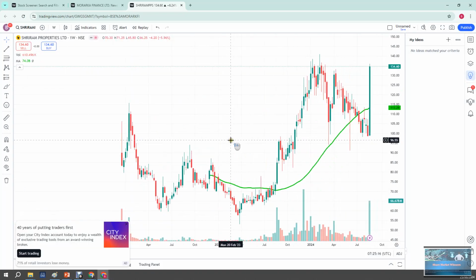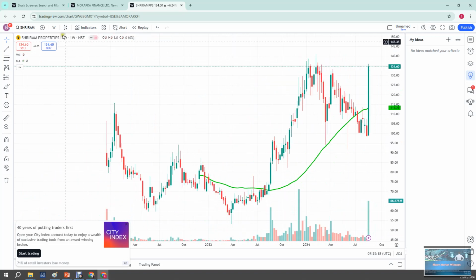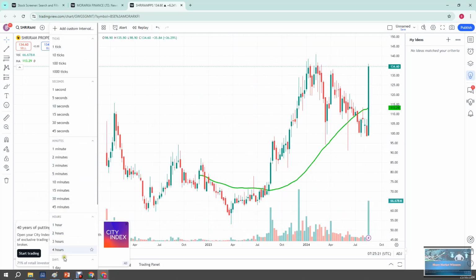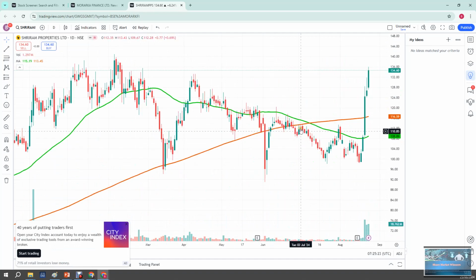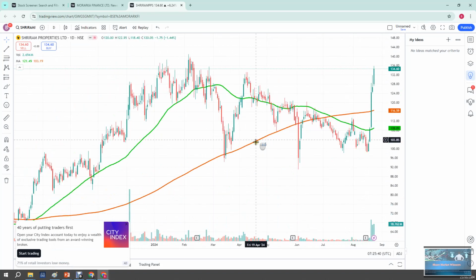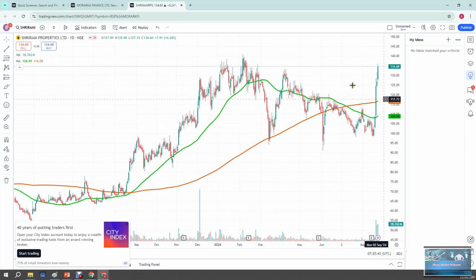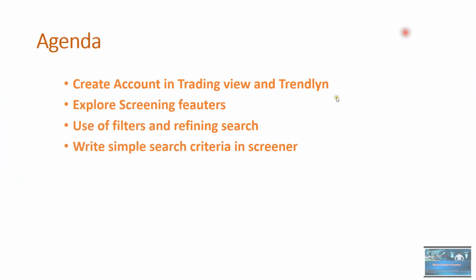Okay, Sriram Properties. According to the day chart, you can see there is a crossover, and it has moved from almost 99 rupees to 134 rupees. There is a crossover, and it is a death crossover. But unfortunately, after the death crossover, it starts gaining momentum. So it is not likely it will hit the resistance, probably it will drop. Likewise, you will have to do a further analysis.